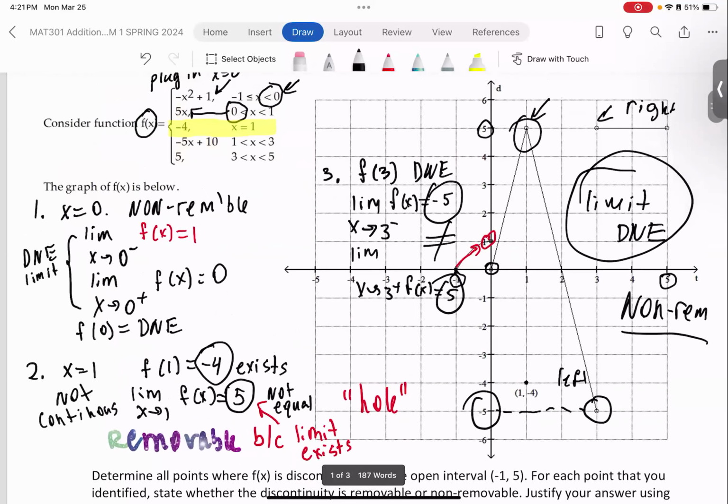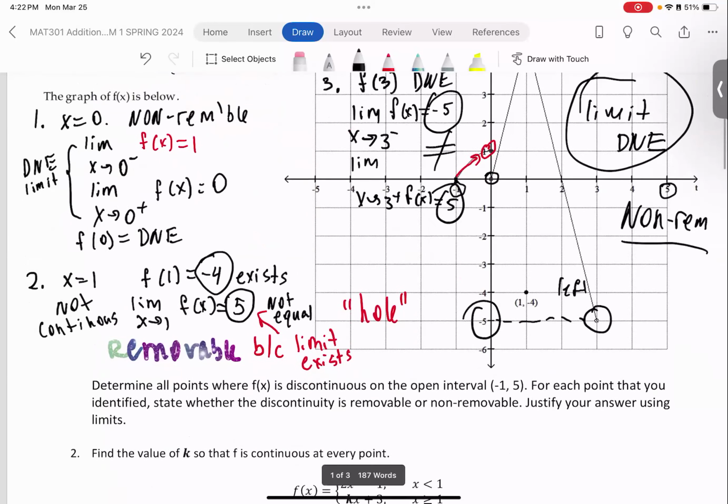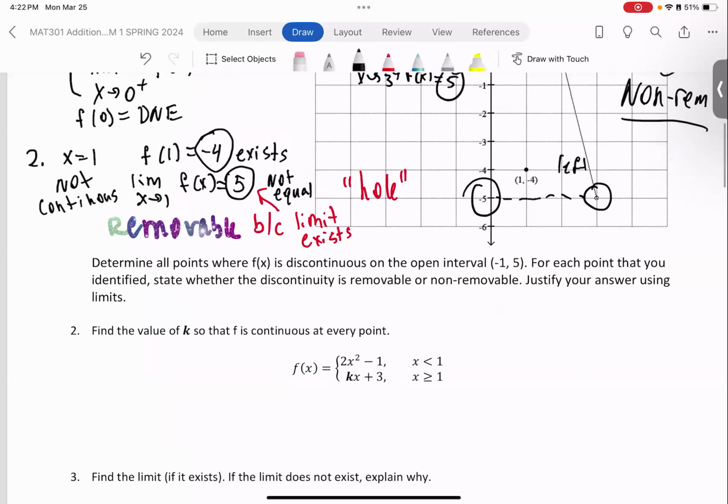So that's it. We got 3 discontinuities, 2 of them non-removable jumps because of the limit being different from both sides, and the other one is a removable hole because the limit does exist. So when you study, you want to focus on those cases. That's a question you might recognize from one of the quizzes.